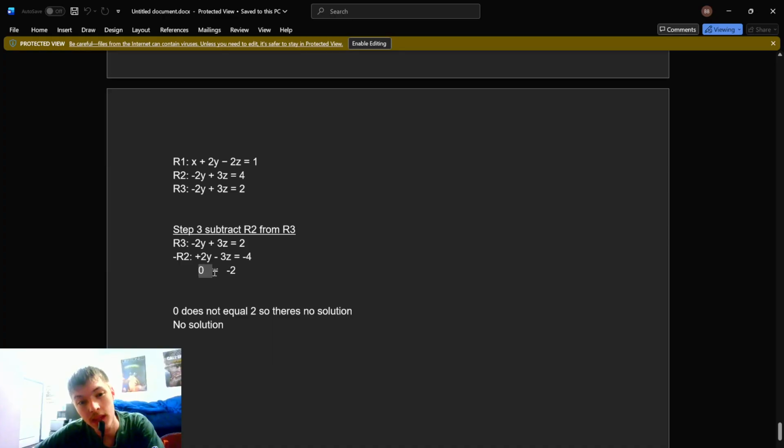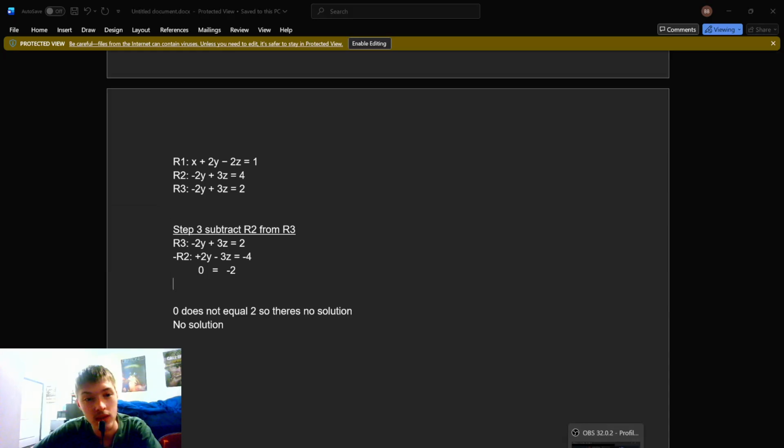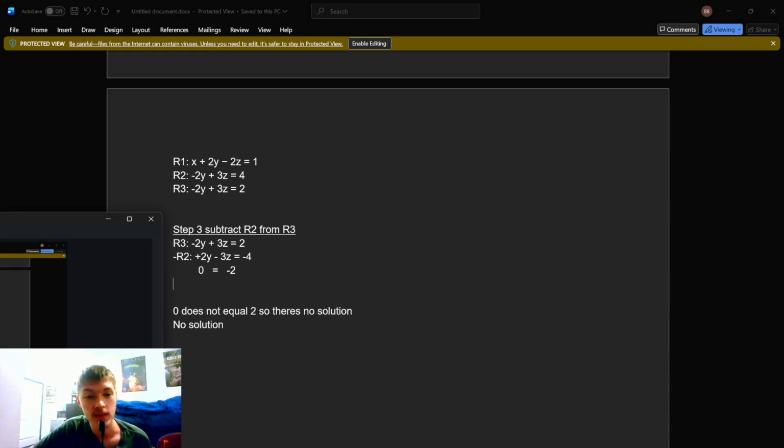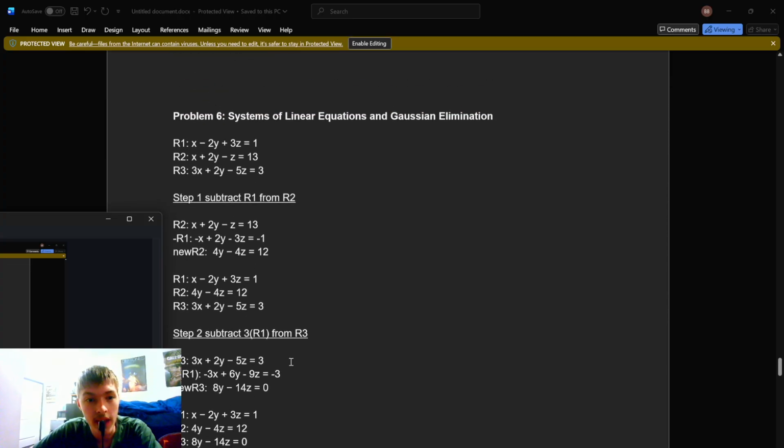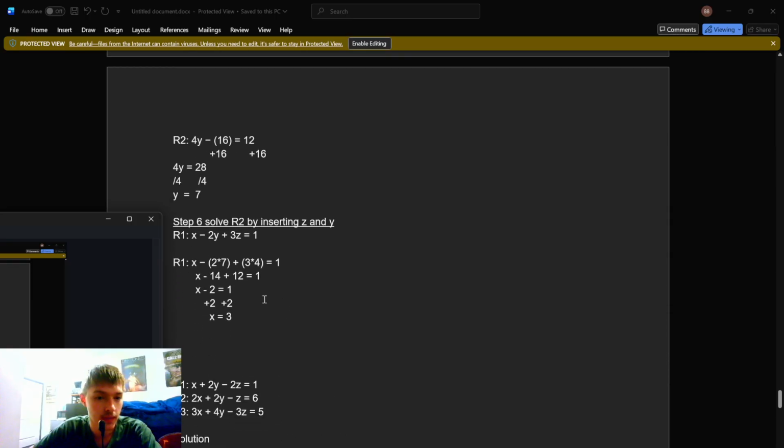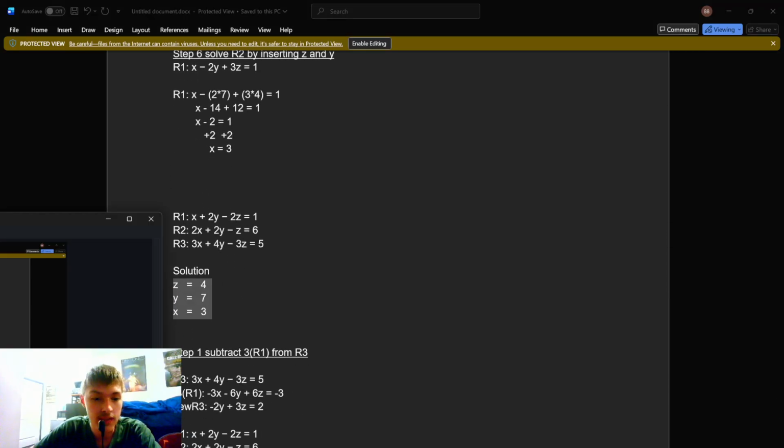But it ends up being 0 equals -2, which is not true, so it has no solutions. Because that could never be true. It's different from the other one that actually had a solution for real numbers because they work out.